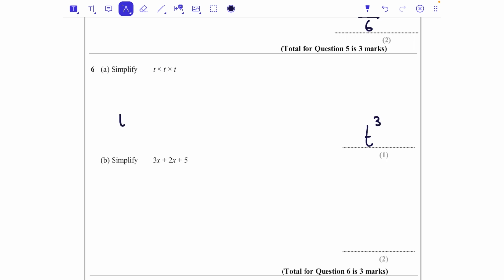So the most common incorrect answer I would see on this question would be t add t, and that is 3 lots of t. But when we're timesing, it becomes t cubed. So make sure you know the difference between these two. It is not that one in this case.